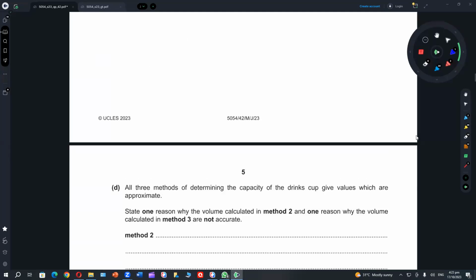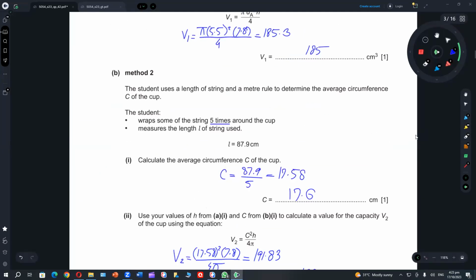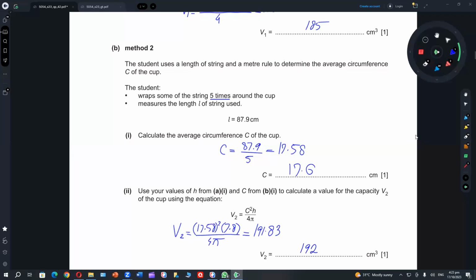First, see what was method 2. Let's go back and see what was method 2. This method means that he's wrapping a string around the cup, just like many people measure their own waist by using an inch tape and wrapping it around the waist, and he wraps it 5 times around the cup. So he says there is an error in this method. Reading the question and then answering a relevant thing is very impressive.